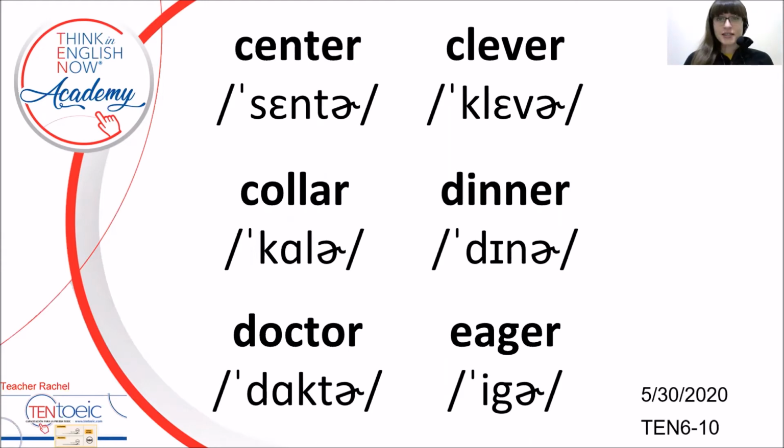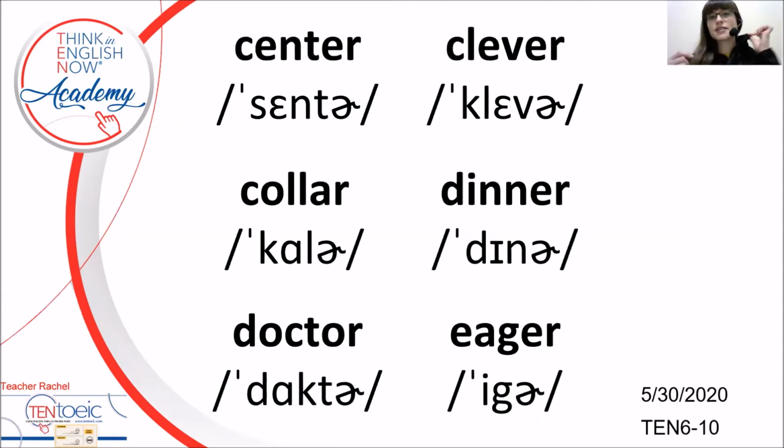Clever. This is another word for being very smart and intelligent. So maybe a parent wants his child to be very clever. So maybe not just information, but they know how to use the information properly.